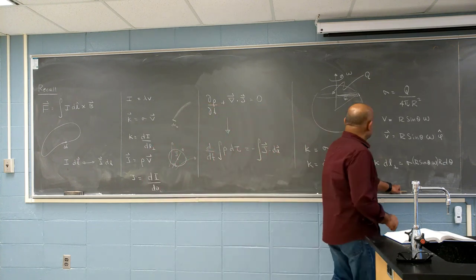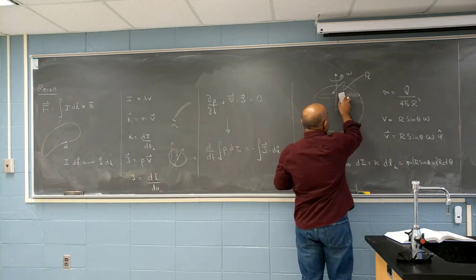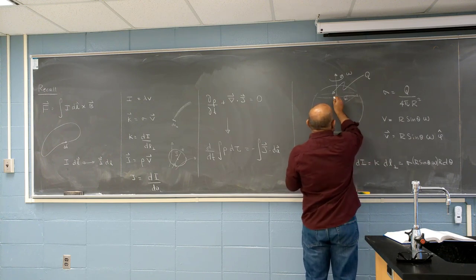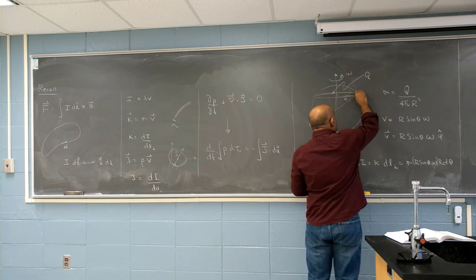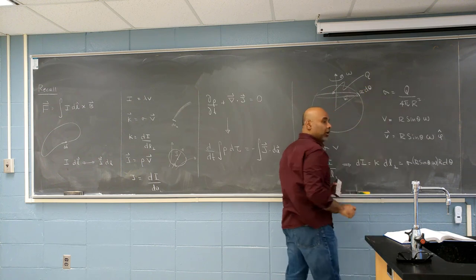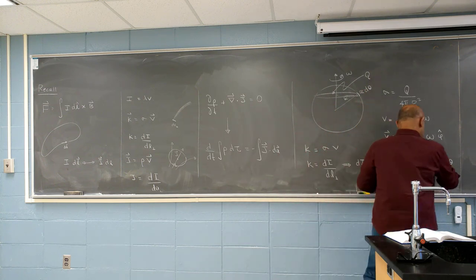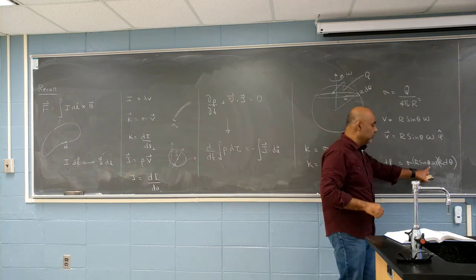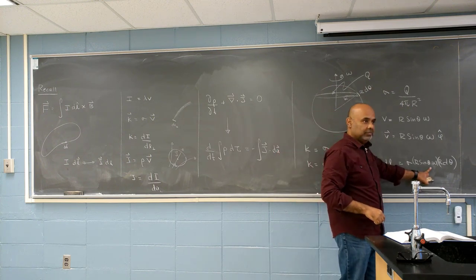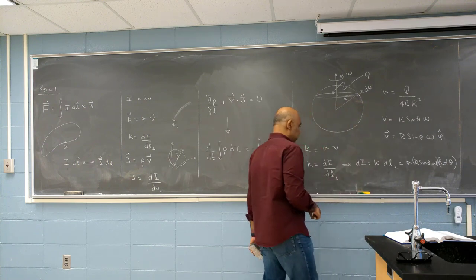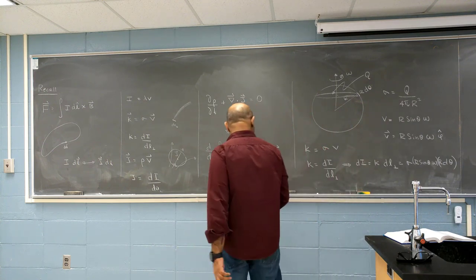So, good catch, Chip. I'm glad you asked that. So over here, you are right. This is DL perp is R d theta. K is sigma V. Yeah? Okay.